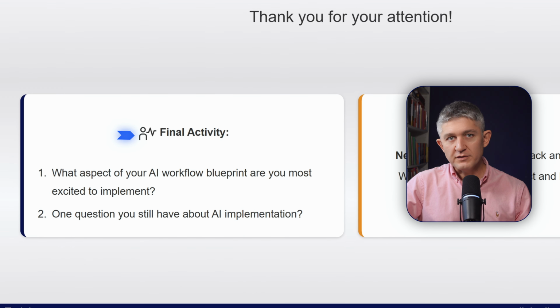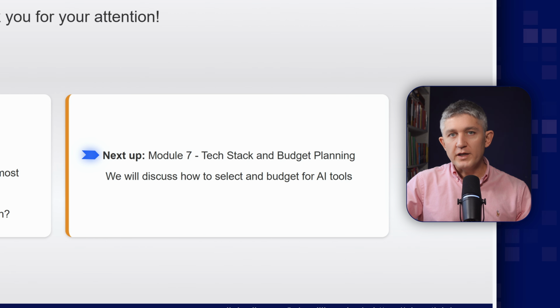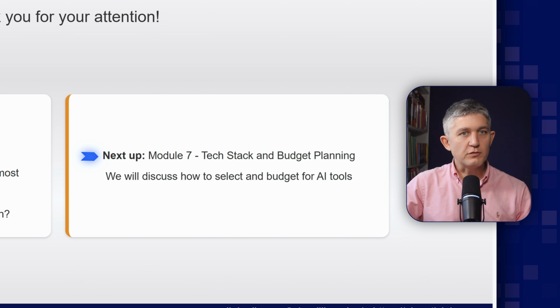For the final activity, consider what part of the blueprint excites you the most and what one question you still have about AI implementation. We're going to be working on the next module, Module 7, discussing technology stack and budget planning. We will discuss how to select and budget for your AI tools.